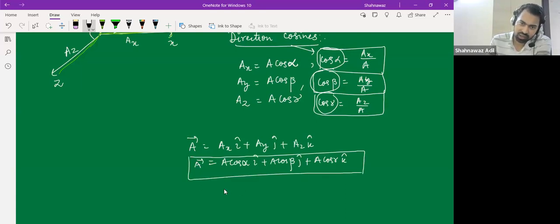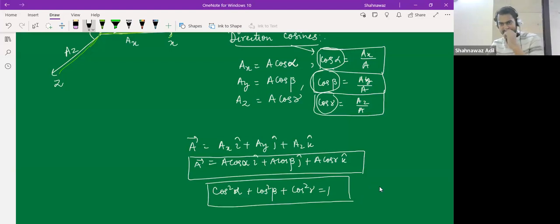And you have a result: cos squared alpha plus cos squared theta plus cos squared gamma equals one. So this is one result. This was about the direction question.